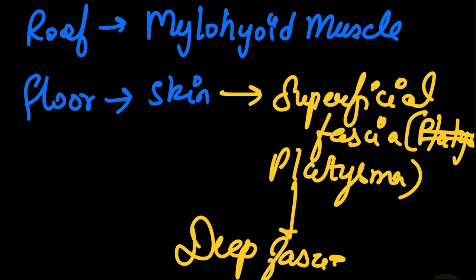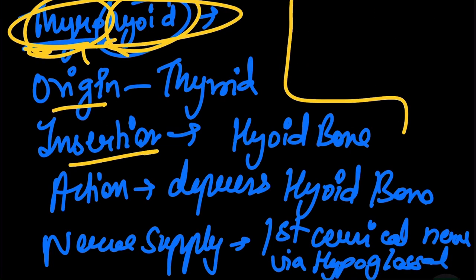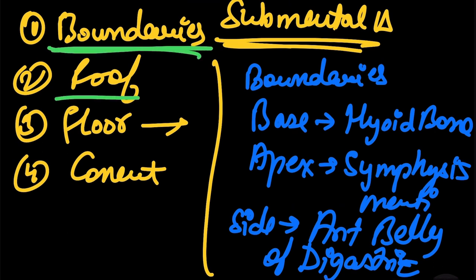Now in the content part, we have done with our boundaries. We see the roof. Roof is very easy, that is Omohyoid. The floor, that is skin, superficial fascia containing the platysma, and the deep fascia. And then the content.